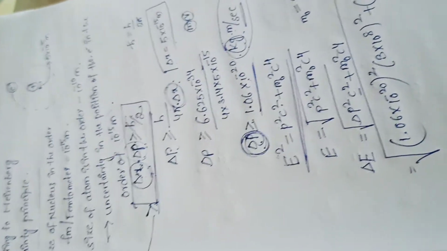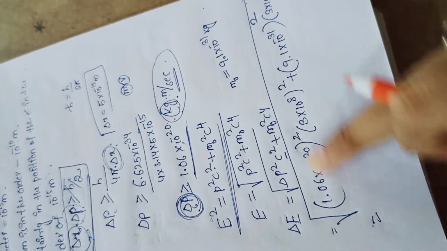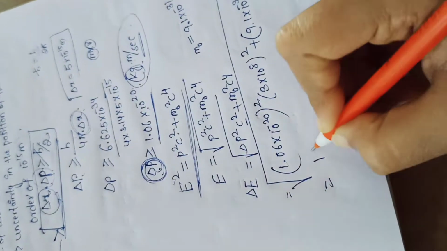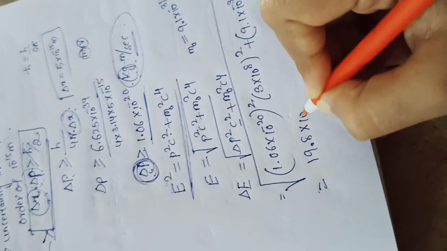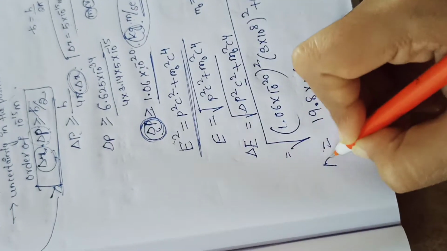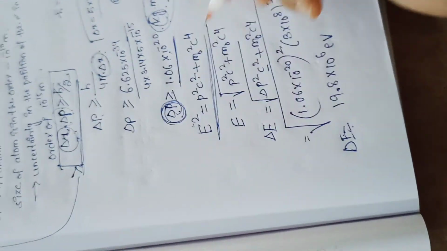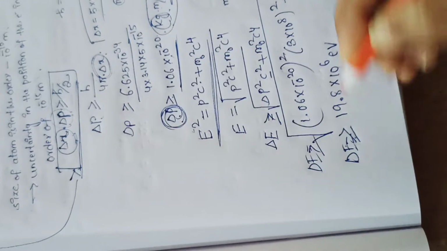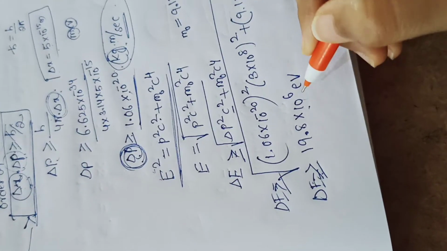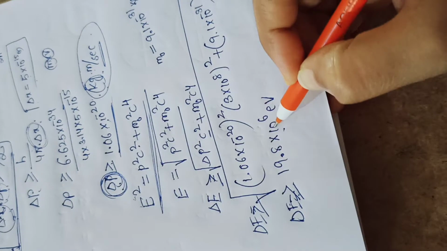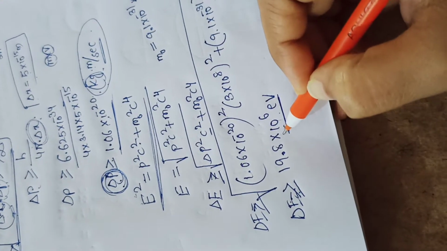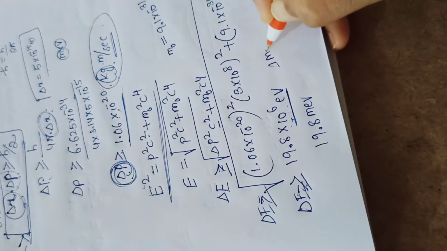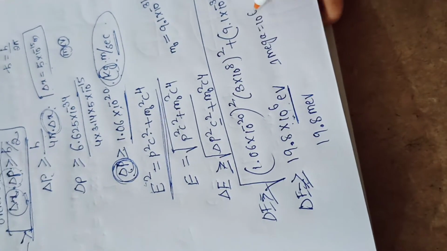Now finally what is the value? If you calculate the entire thing in the calculator, you will get 19.8 into 10 to the power of 6 electron volts. It is the uncertainty delta E. Delta E is greater than or equal to 19.8 into 10 to the power of 6 electron volts, that is 19.8 mega electron volts. 1 mega is equal to 10 to the power of 6.